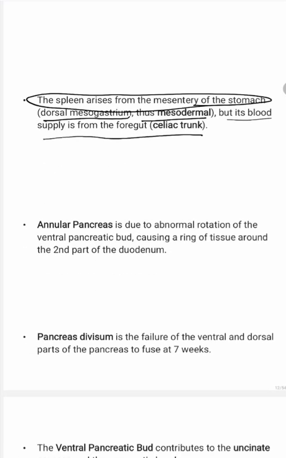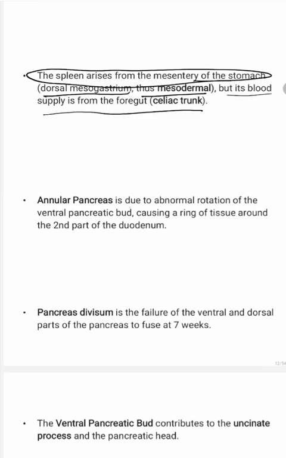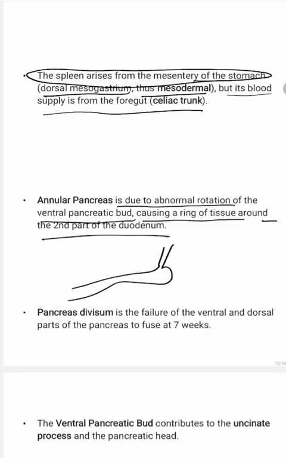Now, what is annular pancreas? Annular pancreas is due to abnormal rotation of the ventral pancreatic bud, causing a ring of tissue around the second part of the duodenum. So now this is the duodenum. Now the pancreas develops like this. So what happens in annular pancreas? In annular pancreas, the ventral part develops and forms a ring-like structure around the duodenum.